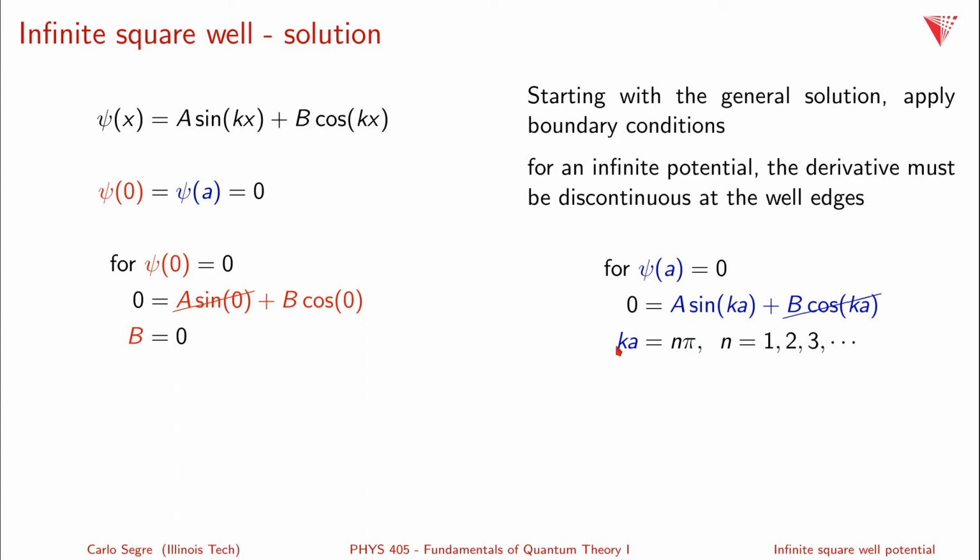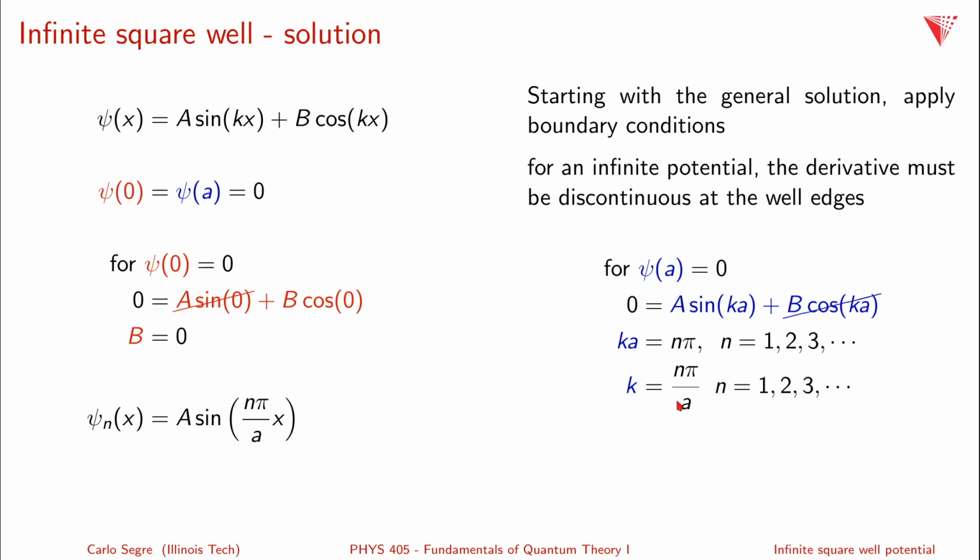This means that k is equal to n pi over a, where n is equal to 1, 2, 3, and so on. It goes on to infinity because these hard walls go up to infinity. What this means is that we've quantized this value k. That is, k can only hold values that are integer multiples of pi over a.